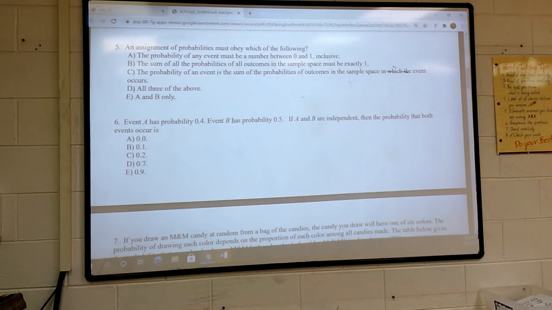C, the probability of an event is the sum of the probabilities of outcomes in the sample space in which the event occurs. No. I don't even know what that said. It doesn't make sense at all.